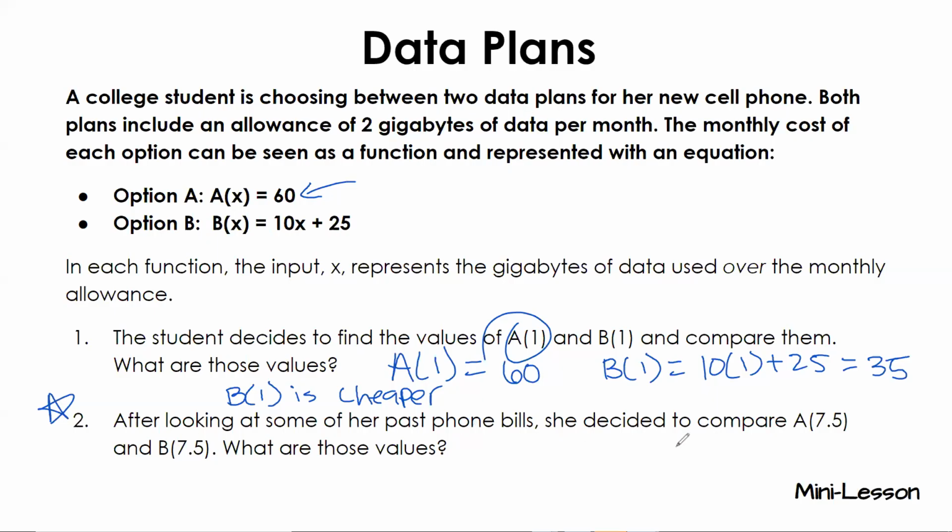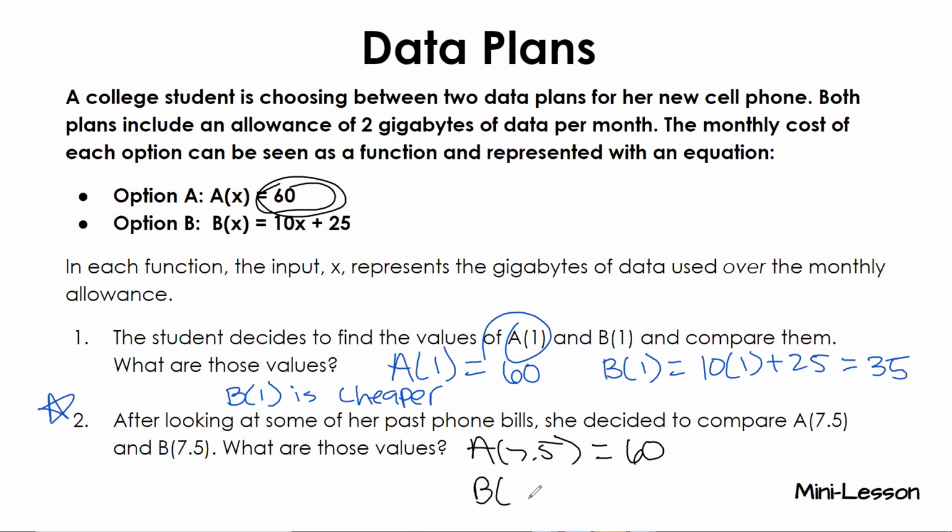So A is 7.5. What would I get? Is there any X value that's over here? No, right? So here it is again. If there's no X value in this equation, it's going to cost me $60 no matter how many gigabytes I use, right? If I have no X variable right here, that means no matter how many gigabytes I spend, it is going to cost me $60, right? So it's going to be 60.